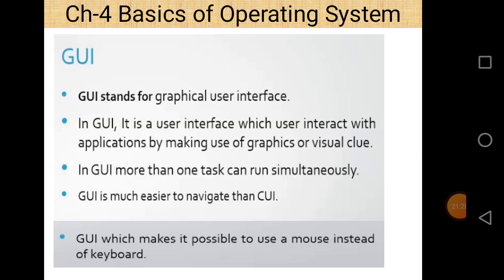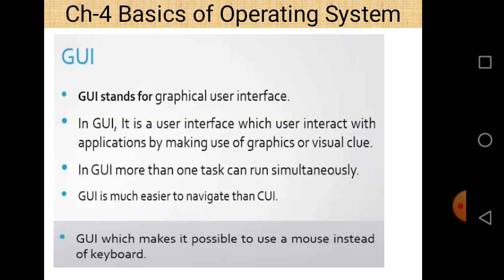In GUI, the user interacts with the applications by making use of graphical or visual flow. In GUI, more than one task can be run simultaneously, and it is much easier to navigate than CUI. One important point regarding GUI is that it makes it possible to use a mouse instead of a keyboard. So we are able to interact with a mouse in place of a keyboard using GUI. But in case of CUI, use of a keyboard is compulsory. Without a keyboard, we cannot interact with the operating system.